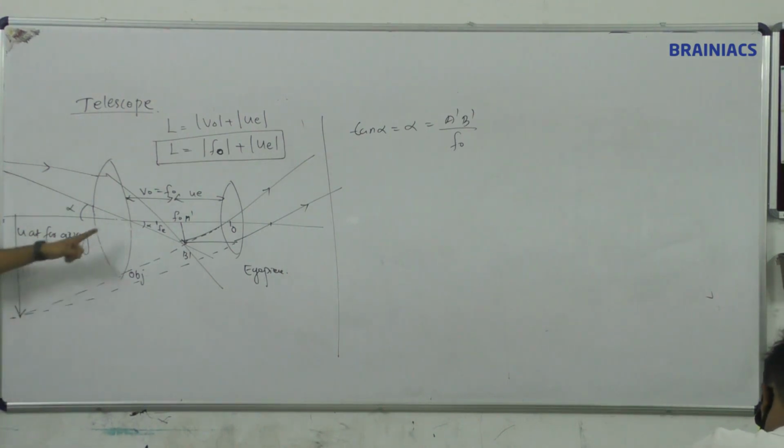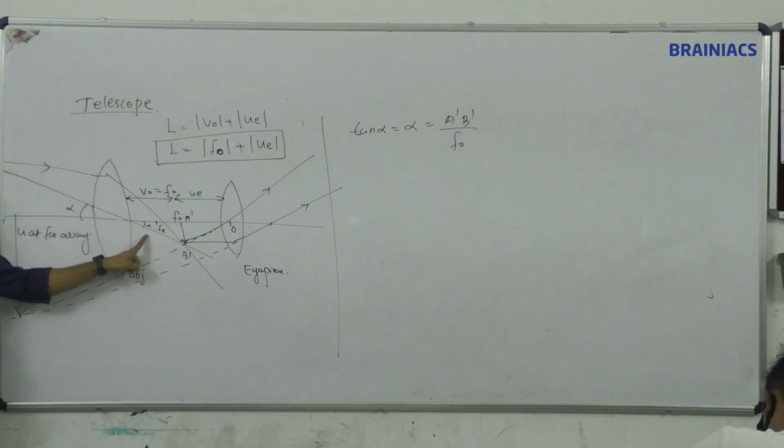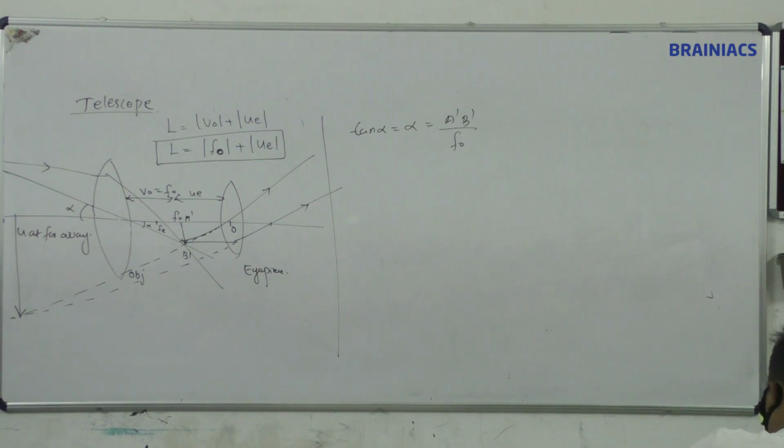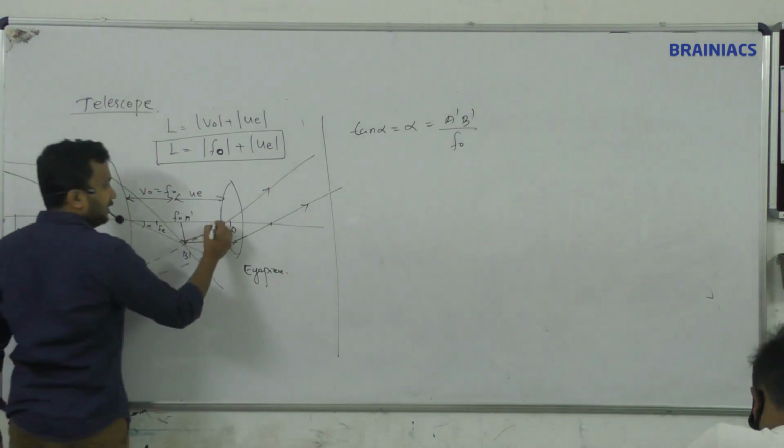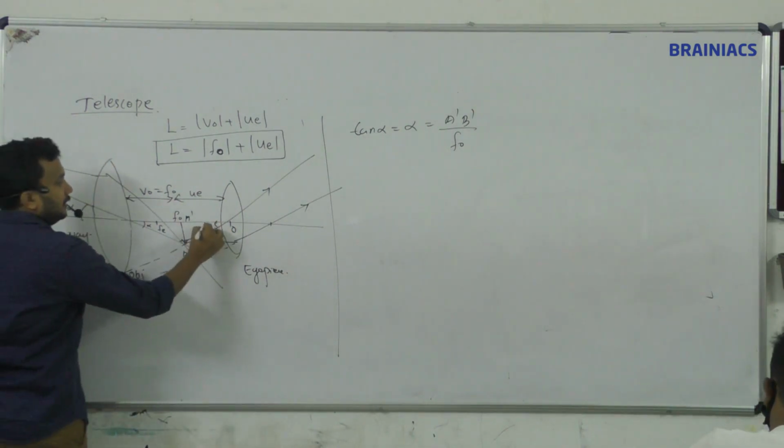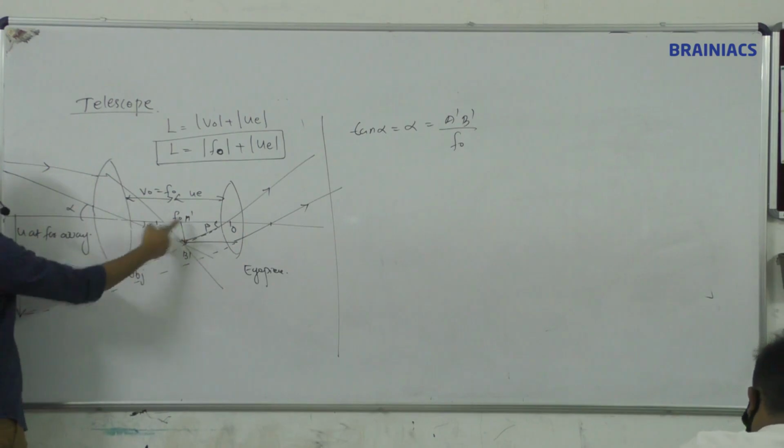Okay, alpha diagram mark. Next one, what is beta? Beta is the angle subtended by the image with the eye, meaning the eye lens. This angle is called beta. Can you tell me what beta is from here?